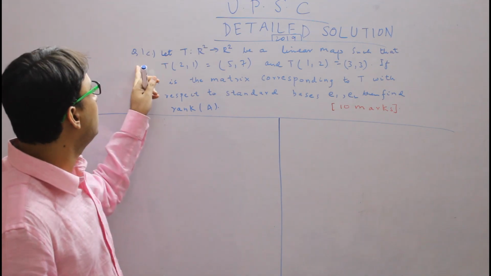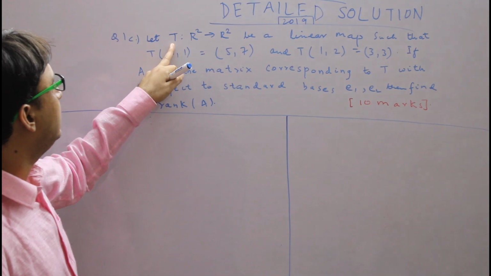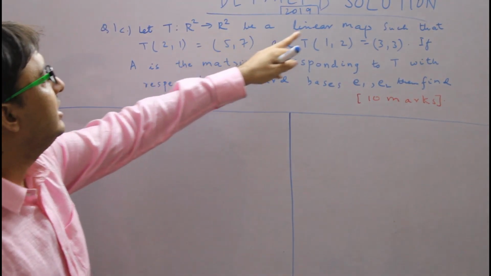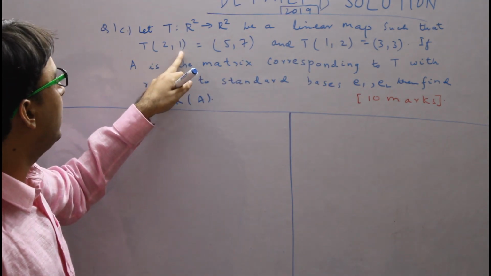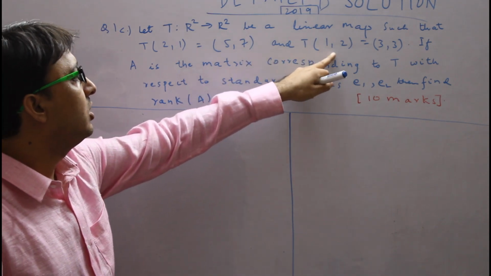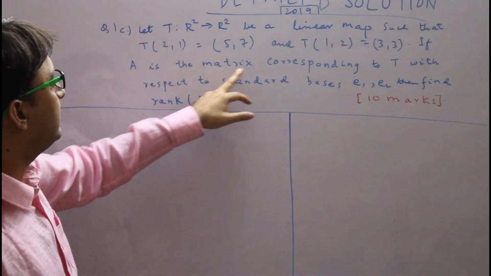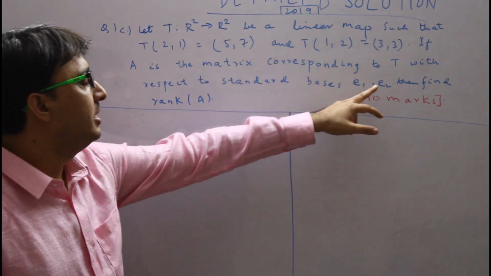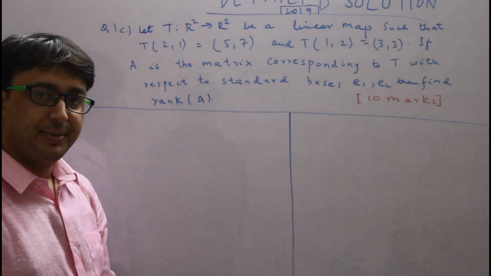This is question number 1C. It says let T, from R square to R square, be a linear map such that T(2,1) is equal to (5,7) and T(1,2) is (3,3). So if A is the matrix corresponding to T with respect to the standard basis e1 and e2, then we have to find the rank of matrix A.